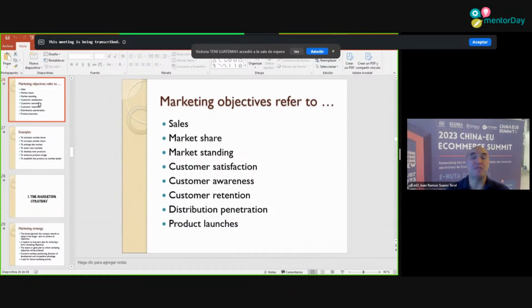Okay. Customer retention. Other companies and other projects have clients as well, but they are losing clients all the time. They are losing customers. So the main objective for 2025 is not losing anymore.